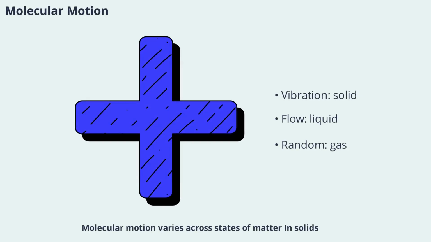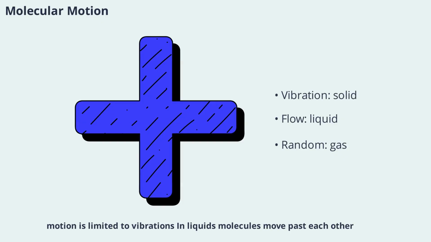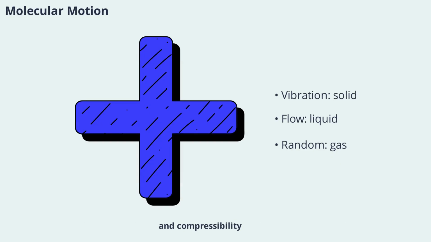Molecular motion varies across states of matter. In solids, motion is limited to vibrations. In liquids, molecules move past each other. In gases, molecules move rapidly and randomly. This motion is central to understanding properties like diffusion, viscosity, and compressibility.